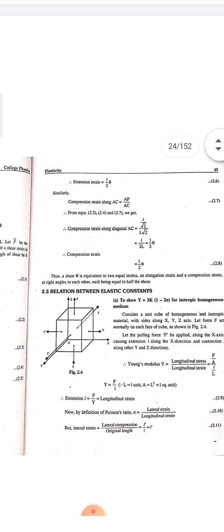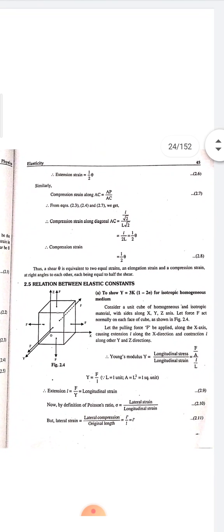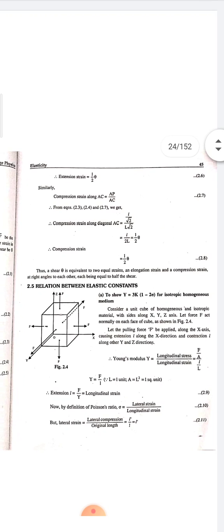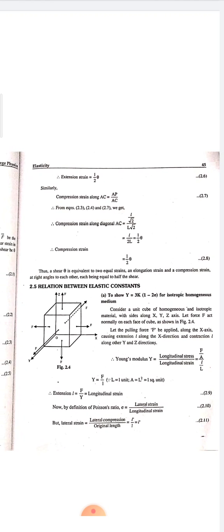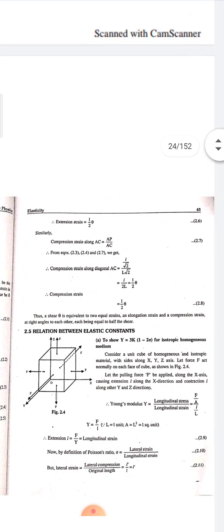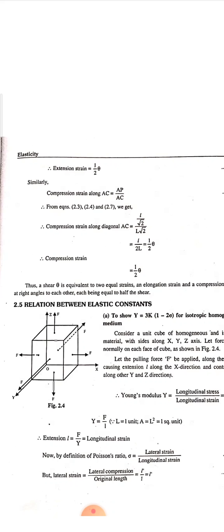Here the shear strain is equal to two equal strains, an elongation strain and a compression strain at right angles to each other, each being equal to half the shear. Shear is equivalent to two equal strains, an elongation strain and a compression strain. This is very much important as far as the MCQ is concerned. I am just going to highlight the MCQs.